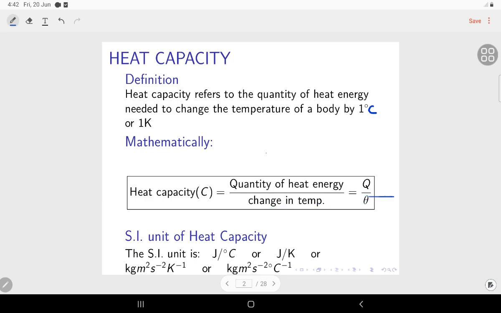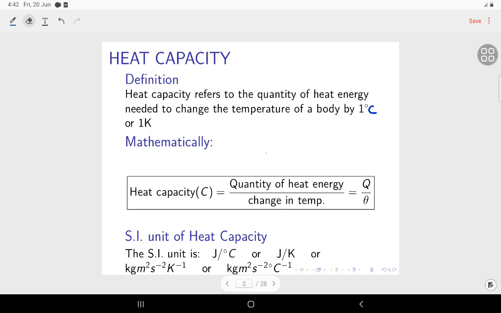We are denoting the change in temperature by theta. So anywhere you see theta in this expression, we are referring to change in temperature. Some books may use delta T, and some people use delta theta. They are all the same, it's just a convention. We are using theta as change in temperature for simplicity's sake. So let's take note of that.